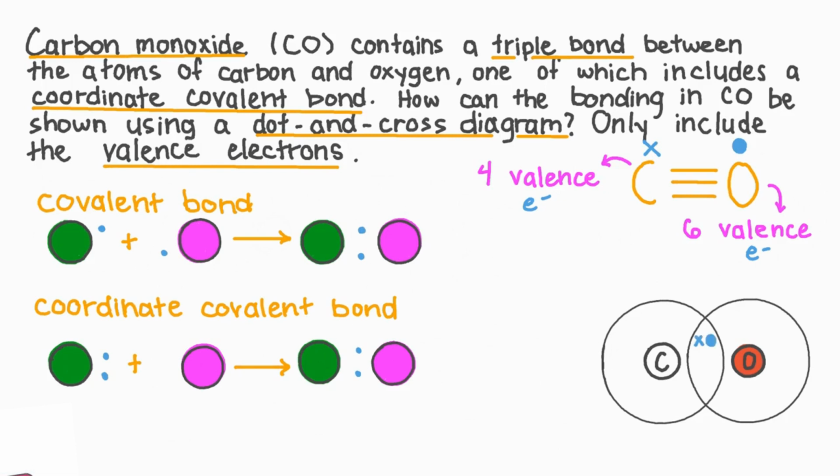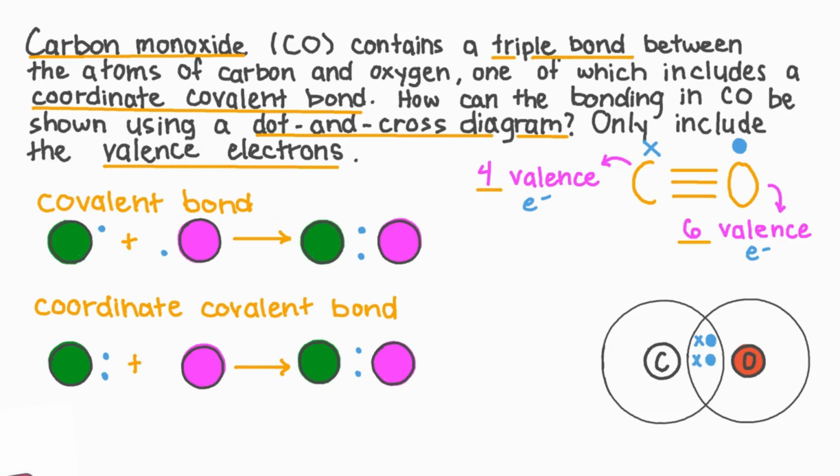So this is how we can show a regular covalent bond between carbon and oxygen. Carbon and oxygen both donate a valence electron to form a regular covalent bond. There's 2 more bonds between carbon and oxygen. One is another regular covalent bond, and the other is a coordinate covalent bond.